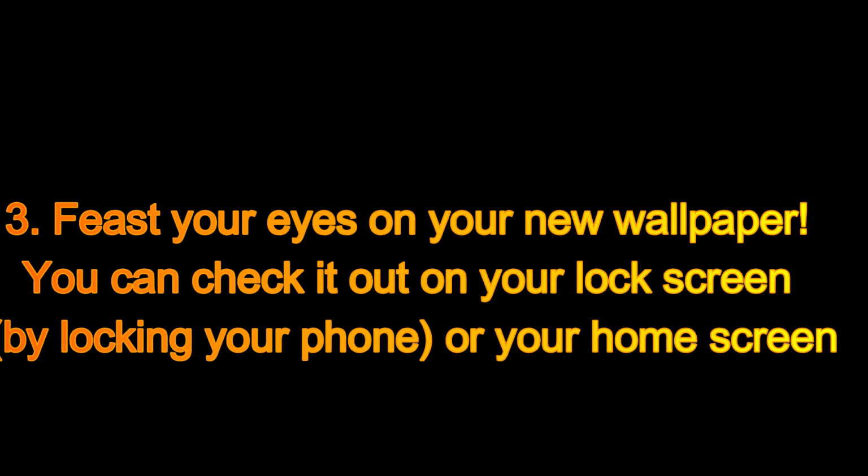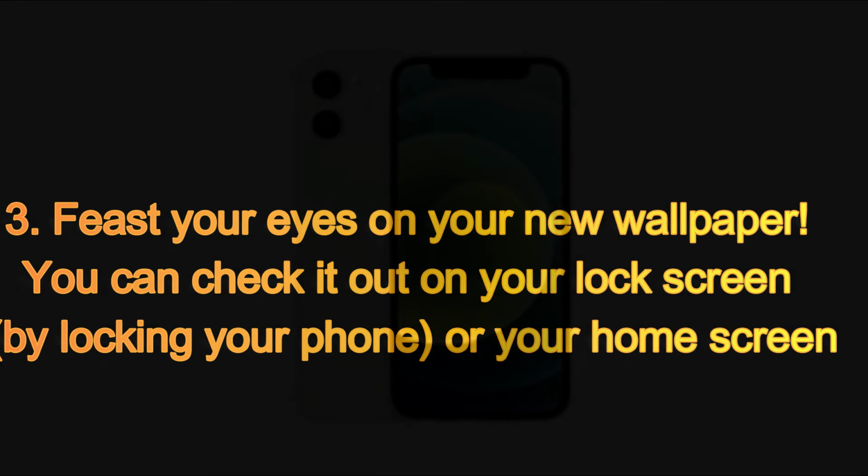You can check it out on your lock screen by locking your phone, or your home screen when you unlock the device. The fun part is watching a live wallpaper or photo in action. You can do that by touching and holding the lock screen.